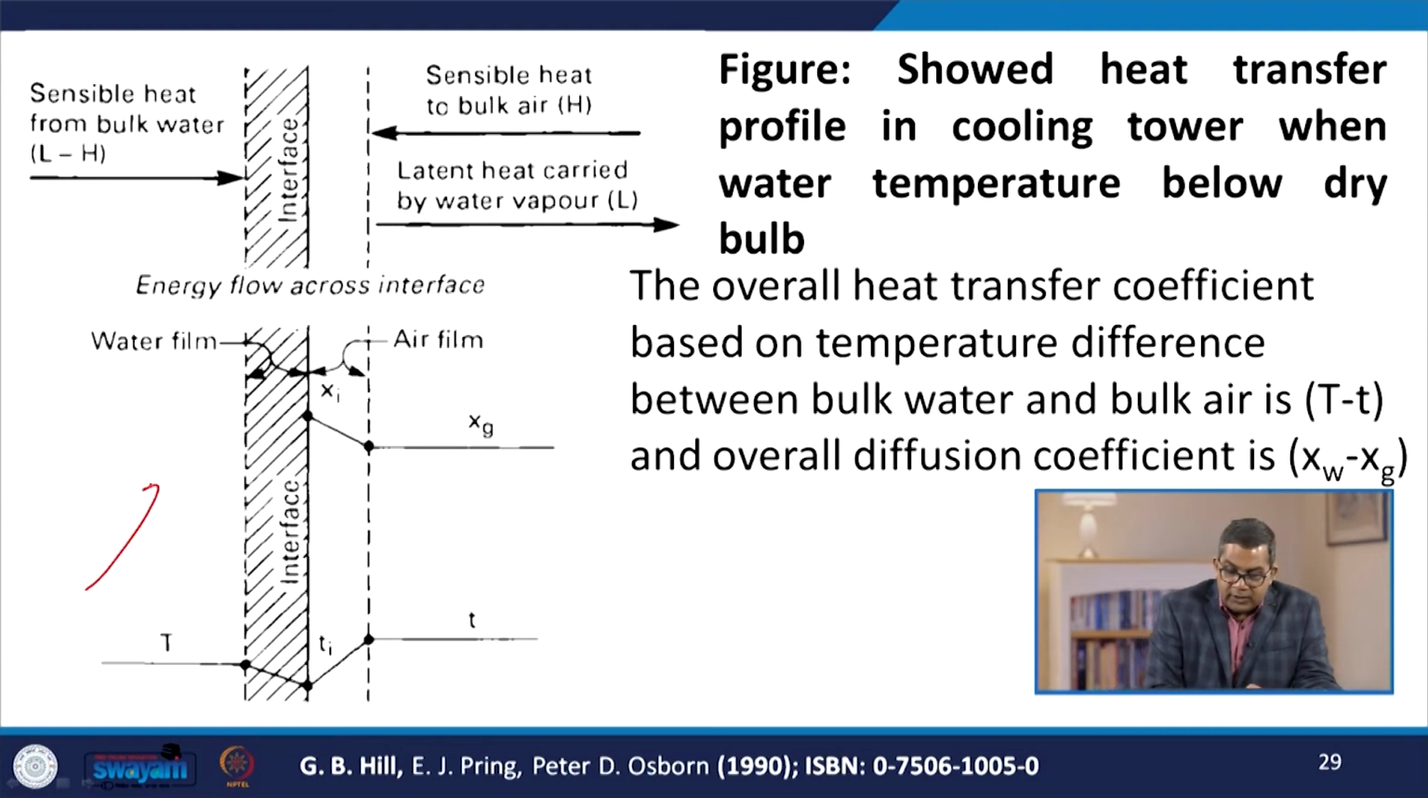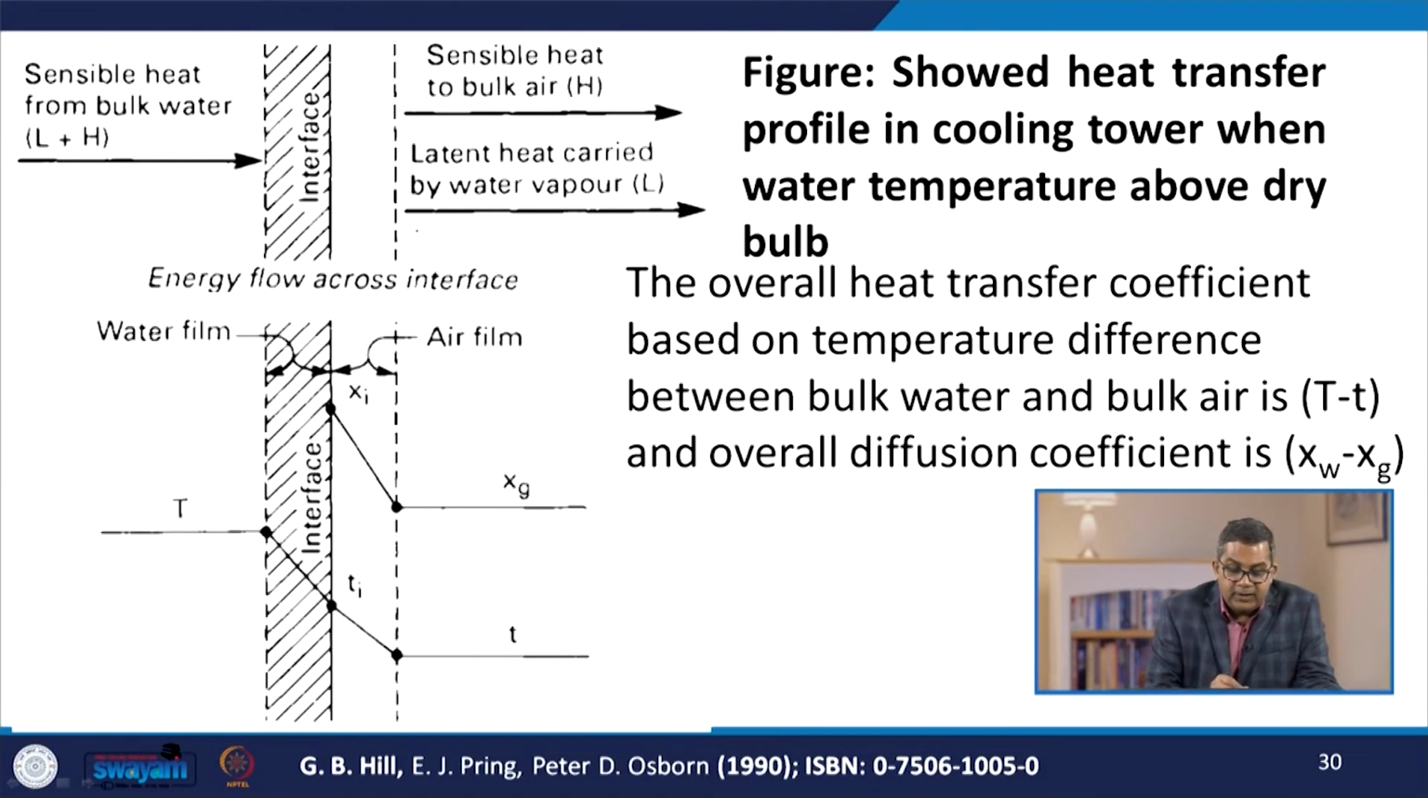Now, this particular figure shows the heat transfer profile in a cooling tower when the water temperature is below the dry bulb temperature. The overall heat transfer coefficient is based on the temperature difference between the bulk water and bulk air, T minus small t, and the overall diffusion coefficient is XW minus XG. Here you see that we have this air film and this water film. Now, we have to look at the sensible heat from bulk water, the sensible heat from bulk air, and the latent heat carried out by the vapor.